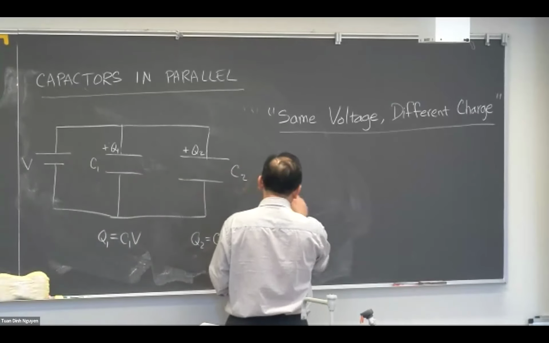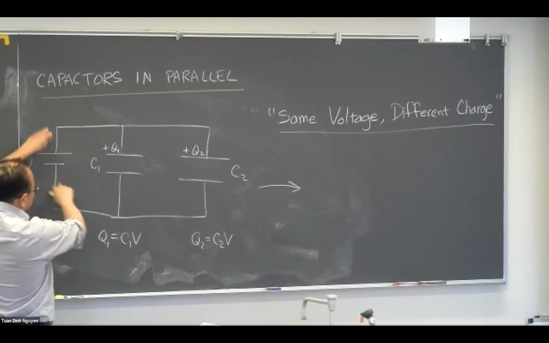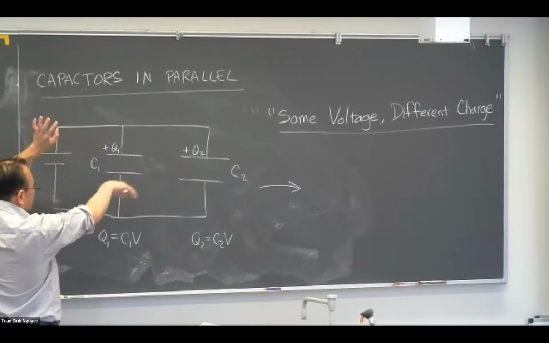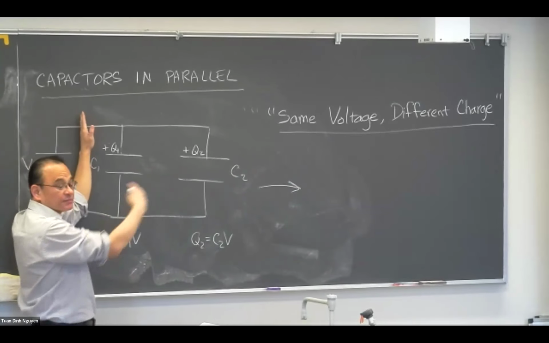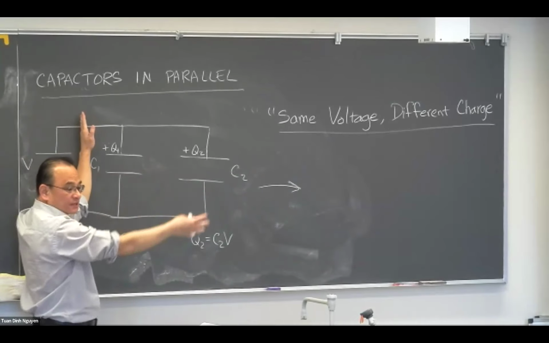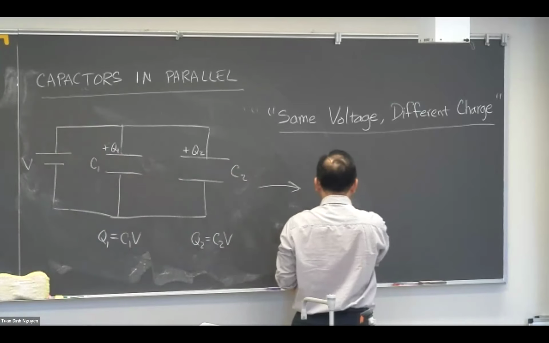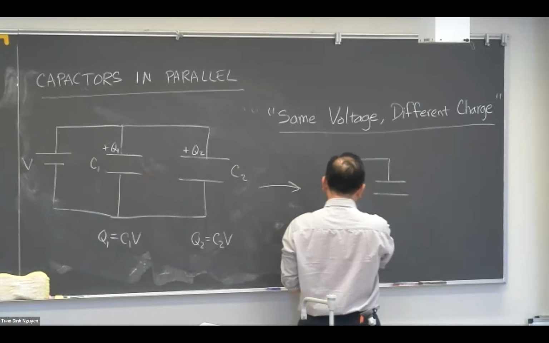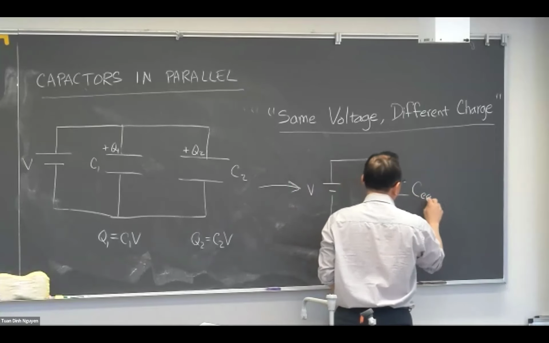Now, the battery doesn't know anything except that charge moved away from it and did something. It doesn't really know that there were two passengers. There could have been three, four, or a million. So we can do what's called replacing this with an equivalent capacitor.